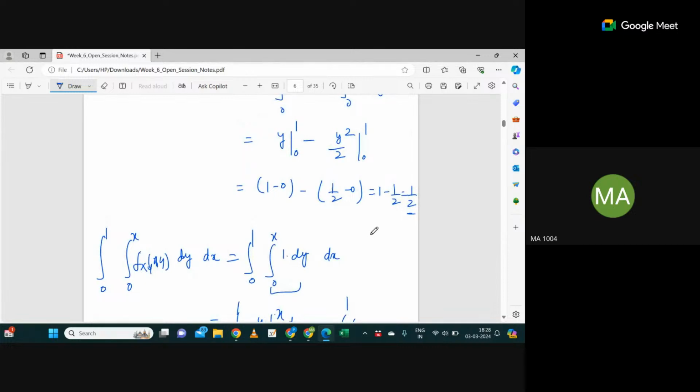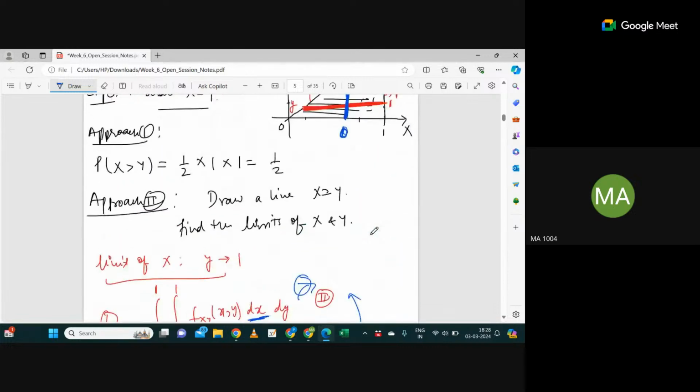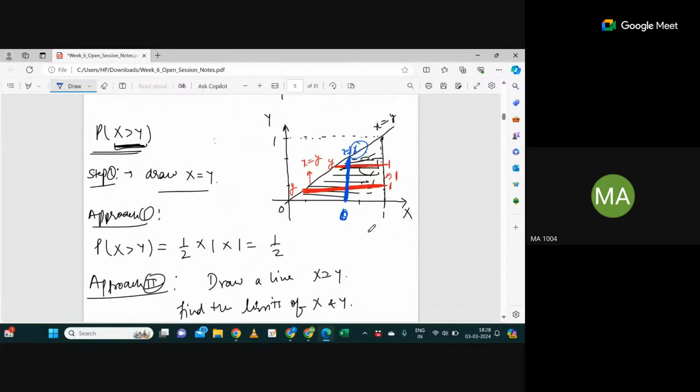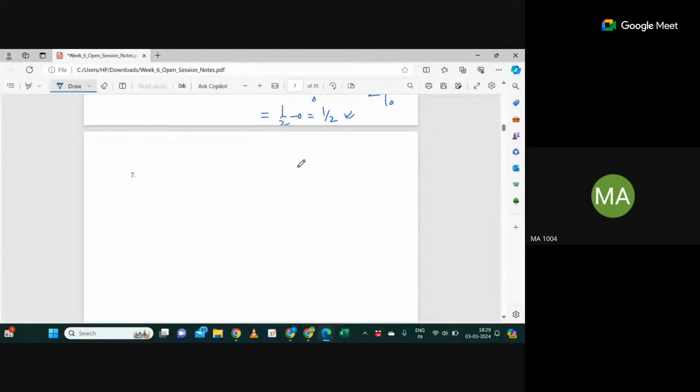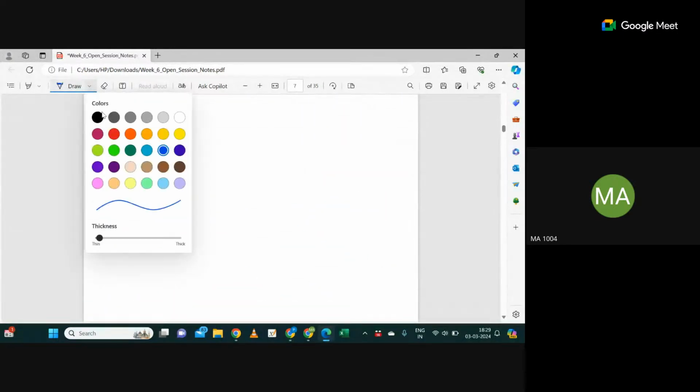So whatever you are comfortable with, first of all, just try to find the limit of x or limit of y. Suppose I'm taking y from 0 to 1, the total range. Then you can find the limit of x. To find the limit of x, we can draw a parallel line to the x-axis. Okay, let me take another example. Hopefully, that will give you some idea.